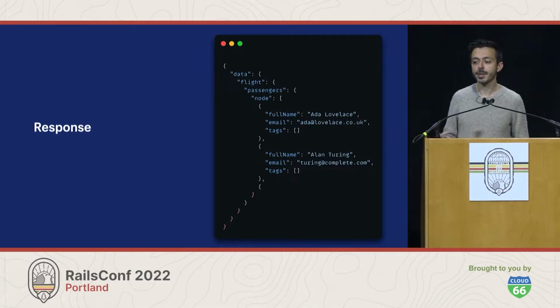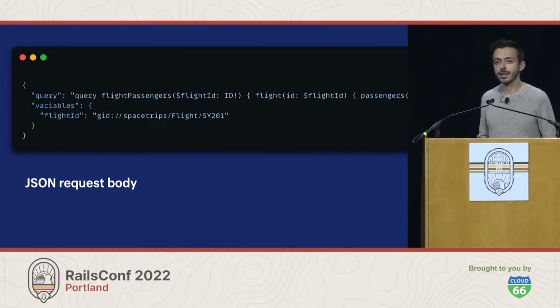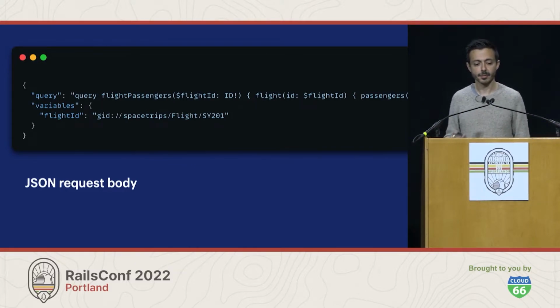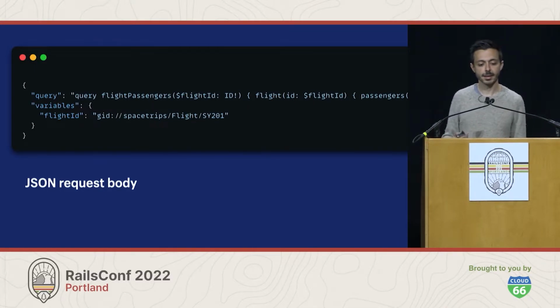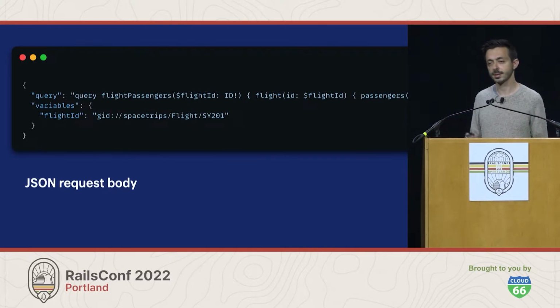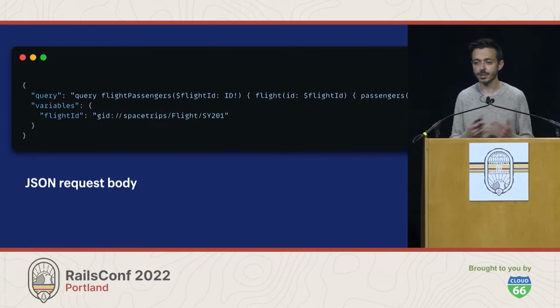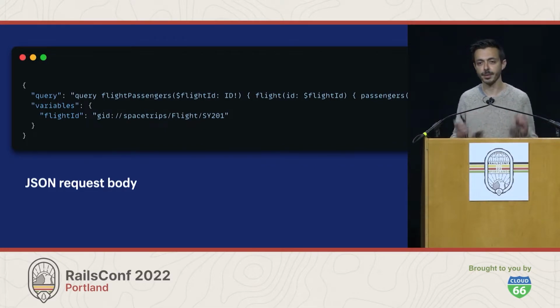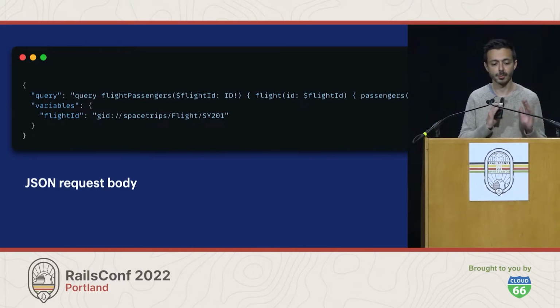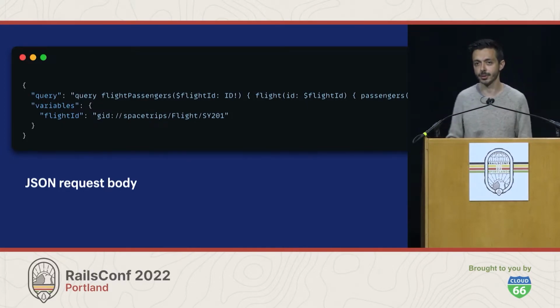But what's happening behind the scenes here? The GraphQL client gets your query and converts it into a JSON payload. So it makes a POST request to your GraphQL endpoint. And the JSON payload has a query key with just a string with your query, and the variables key with an object with the variable names and values. So that's what GraphQL clients do with your query.